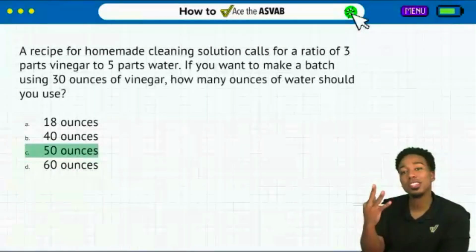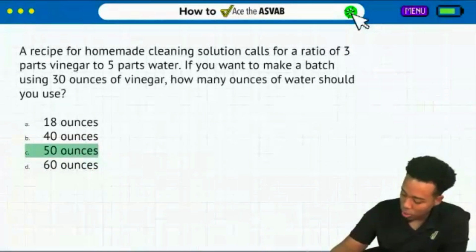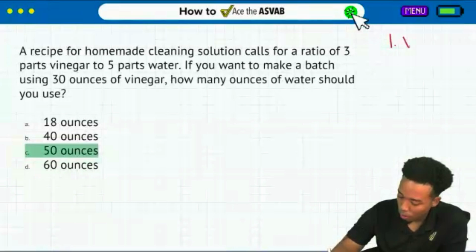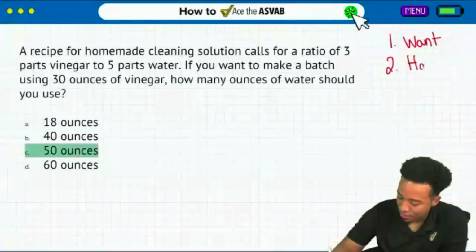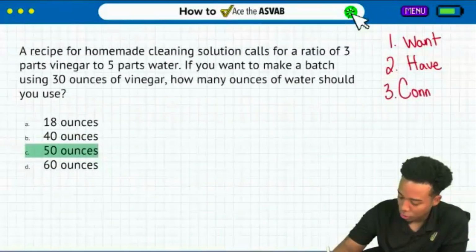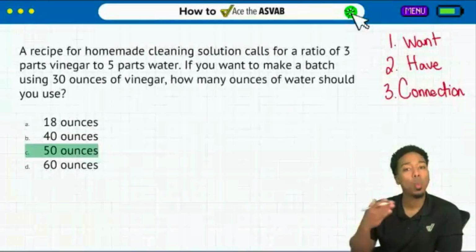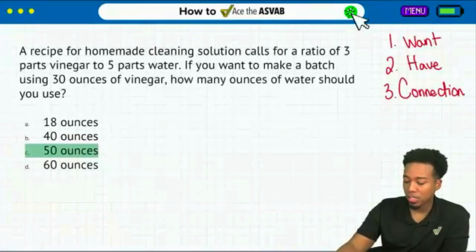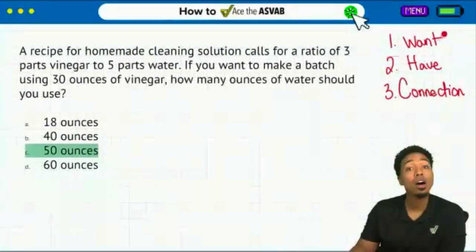There are 3 steps to word problem success, everybody. We always start by understanding what we want. Then we understand what we have. And then we build the connection. So what do we want? What do we have? What's the connection? Whenever you see someone say RTQ, that stands for read the question.